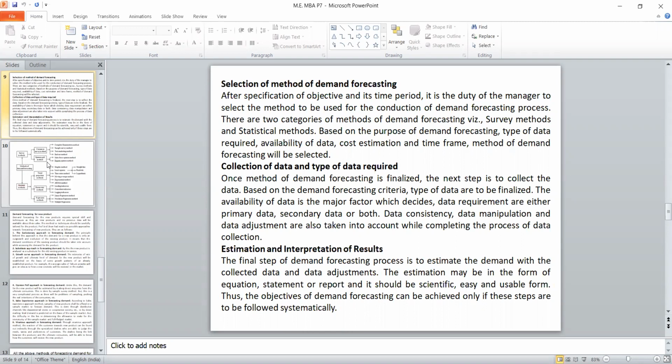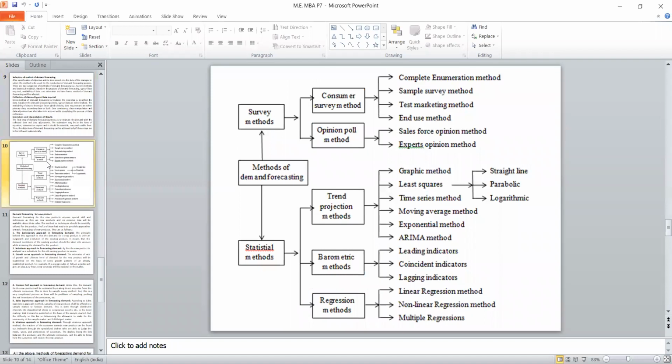Once we have this basic idea, what are the types of demand forecasting, how it is classified, and what are the methods to implement it, then we should know the methods. The third step, selection of method, requires that particular idea. So this flow chart will provide a clear idea about what methods are available.